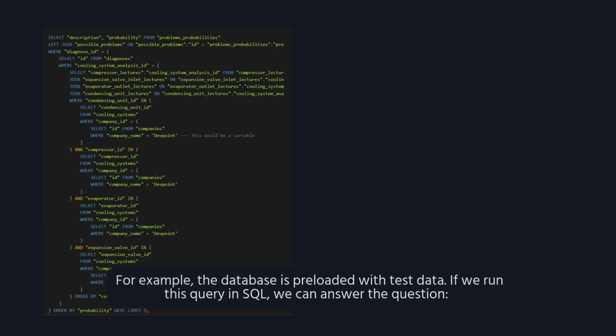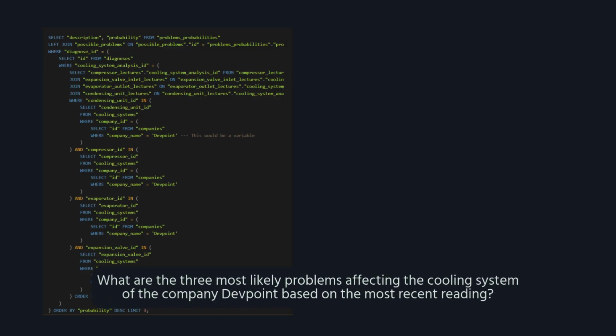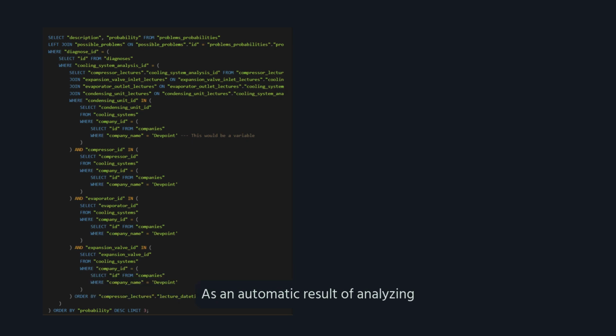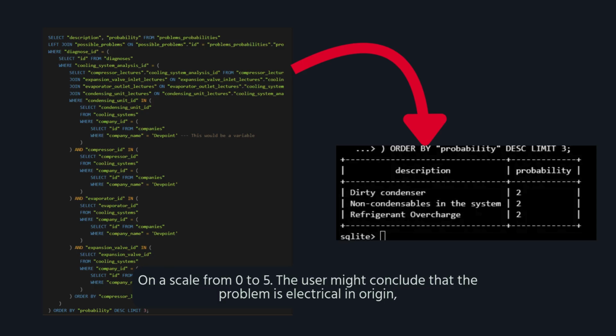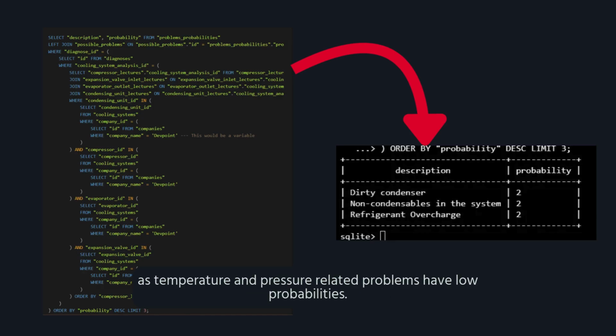For example, the database is preloaded with test data. If we run this query in SQL, we can answer the question: what are the 3 most likely problems affecting the cooling system of the company DevPoint based on the most recent reading? As an automatic result of analyzing the readings, DevPoint's refrigeration system could have the following problems with a probability of 2 on a scale from 0 to 5. The user might conclude that the problem is electrical in origin, as temperature and pressure-related problems have low probabilities.